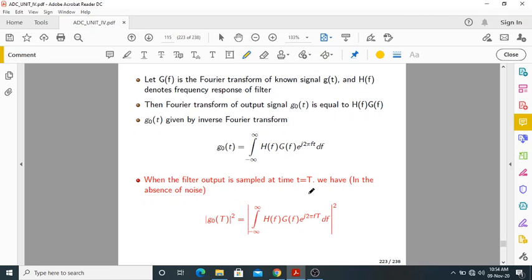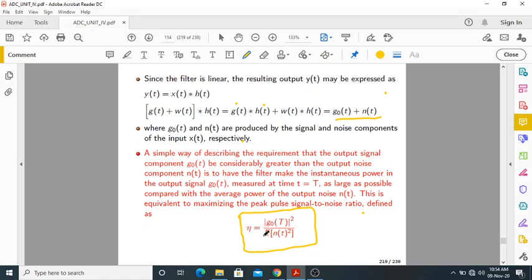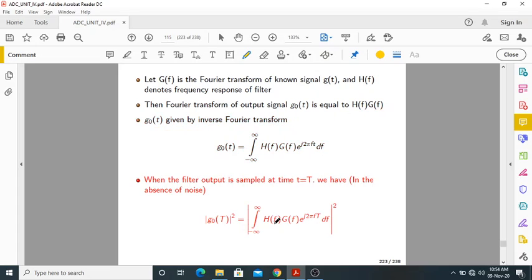Okay, but so we want to know what is mod of g naught of capital T. Why? Because mod of g naught of capital T whole square represents the signal power. So, mod of whole square, what is g naught of t? This part, but at t equal to capital T. Wherever there is t, I am writing capital T. So here I am replacing small t with capital T. So this is representing the signal power at the output of the filter after sampling. So just observe this carefully.